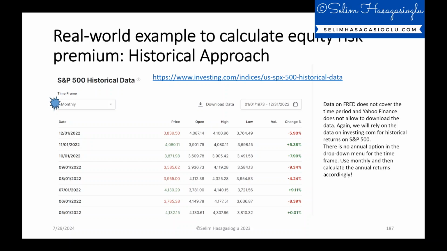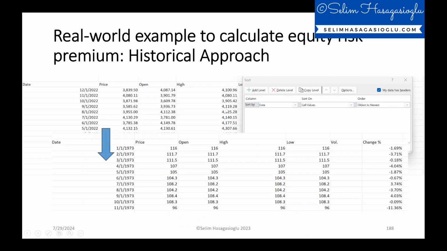There is no annual option here. Time frame will be monthly, in this drop-down menu for the time frame. So use monthly and then calculate the annual returns accordingly. Again, the time period we will be looking at will start on January 1st, 1973 and end on December 31st, 2022. You can easily download this data from investing.com.